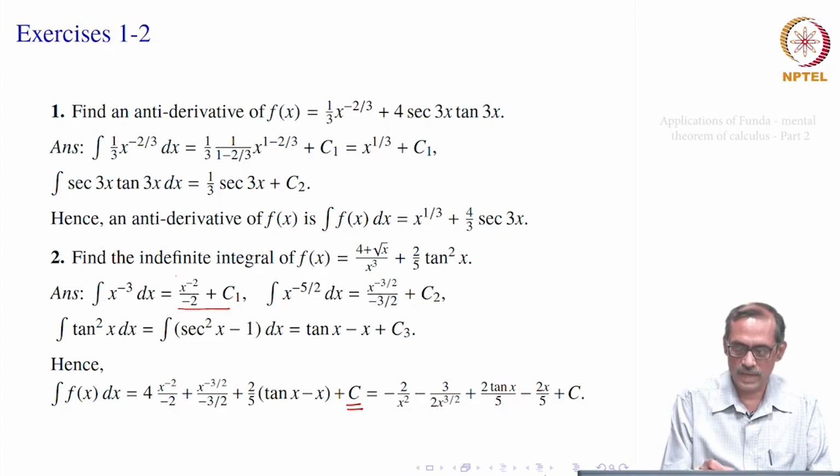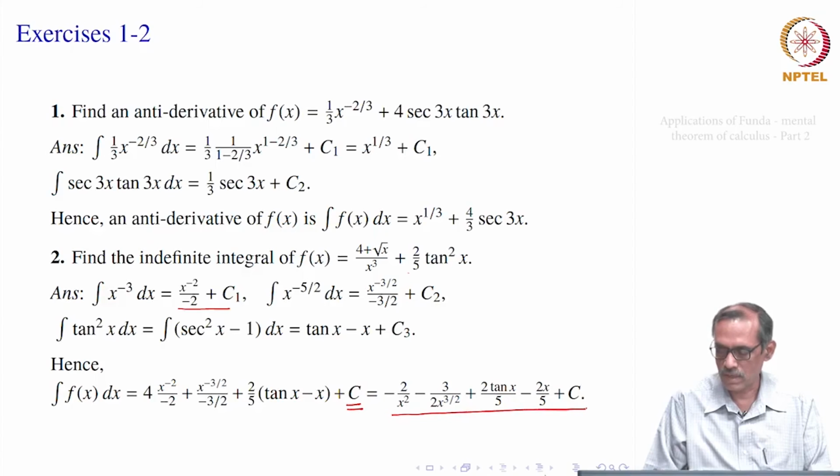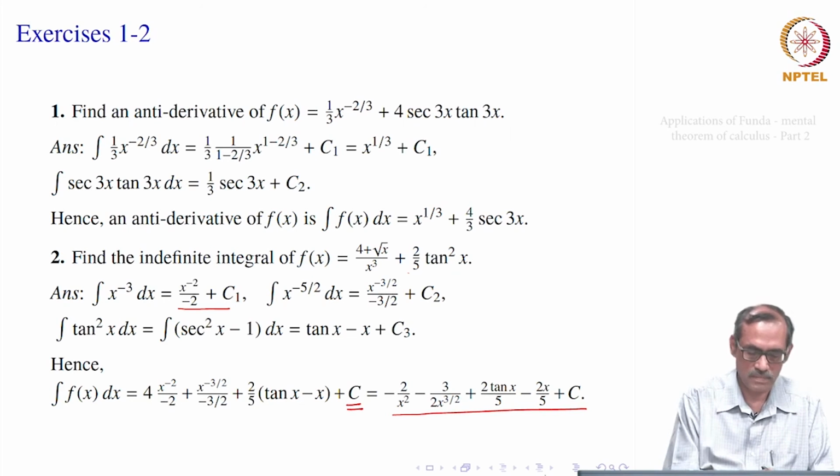So, we just go for the part where C is not there, and the first one is minus 2 x to the power minus 2 by minus 2, the second one is x to the power minus 3 by 2 by minus 3 by 2, the third one gives 2 by 5 times tan x minus x, okay, plus a constant. So, you simplify, that becomes minus 2 by x square minus 3 by 2 into x to the power 3 by 2 plus 2 tan x by 5 minus 2 x by 5 plus a constant. That is the indefinite integral. So, we are going in detail now. After some time, you will do it quickly and get used to it.